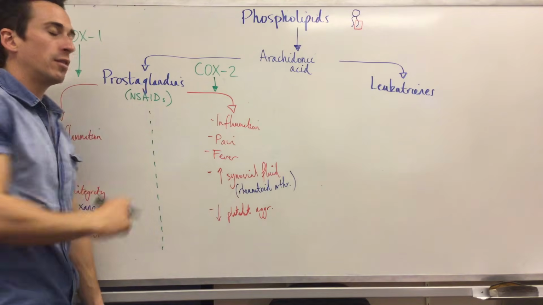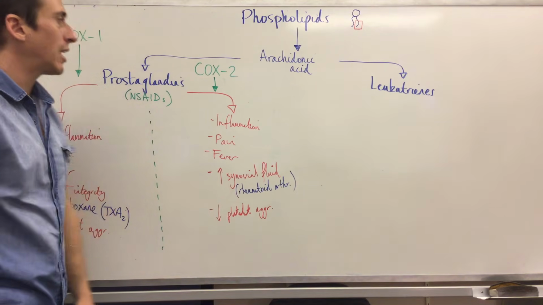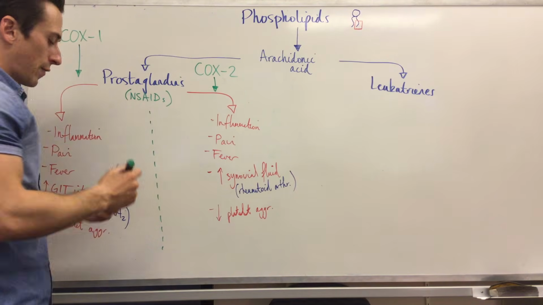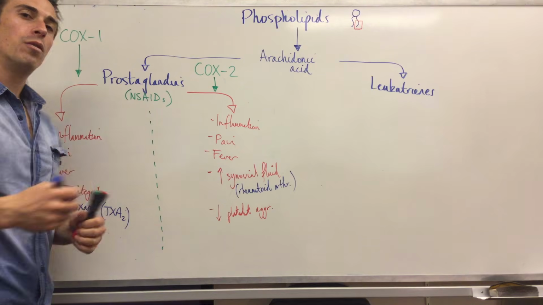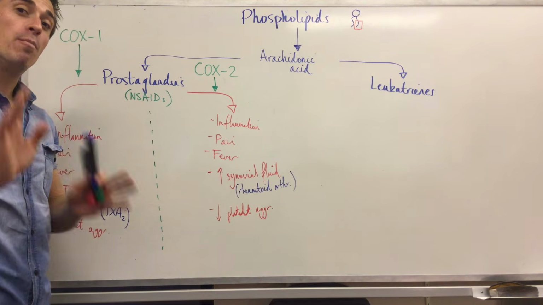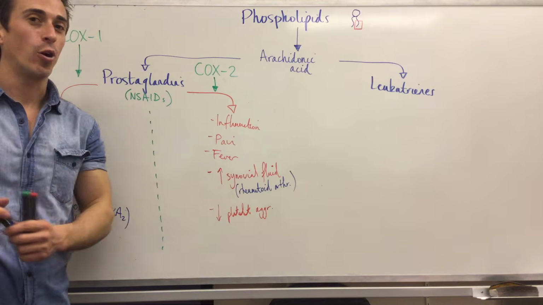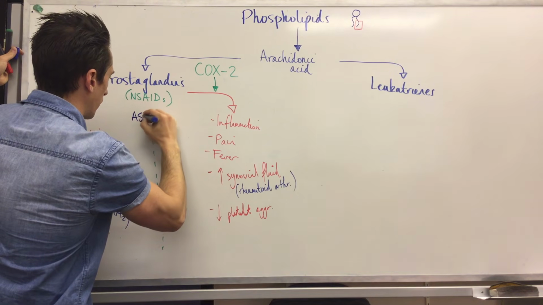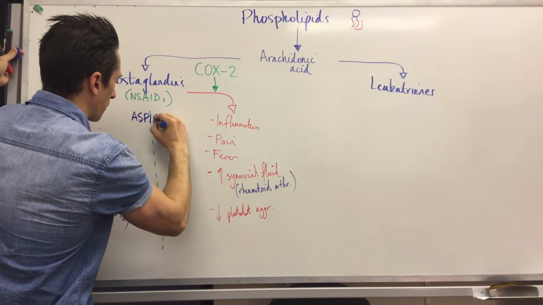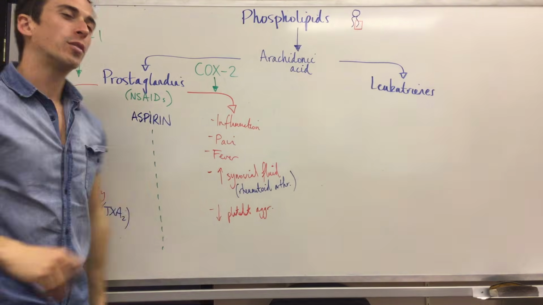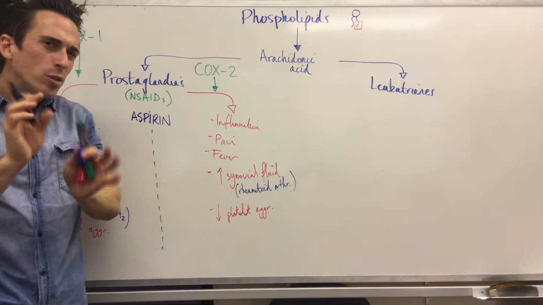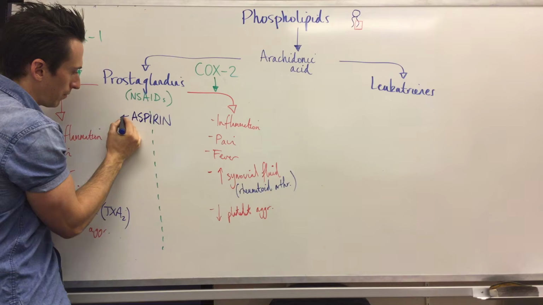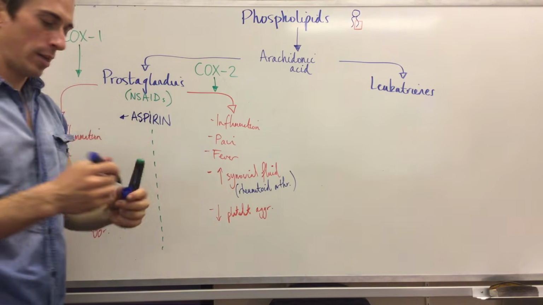And these non-steroidal anti-inflammatory drugs, how do they work? Well, they'll inhibit these COX enzymes. Okay? So, let's first start with aspirin. What you'll find is aspirin inhibits both COX-1 and COX-2. So I can draw aspirin right in the middle here. But what you'll also find is aspirin, slightly more specifically, will inhibit COX-1. Now, let's talk about what that means.